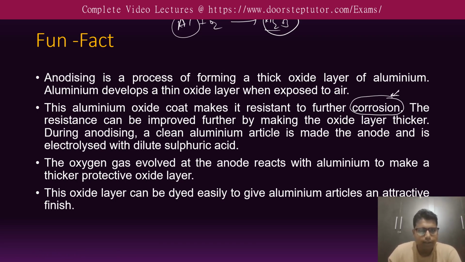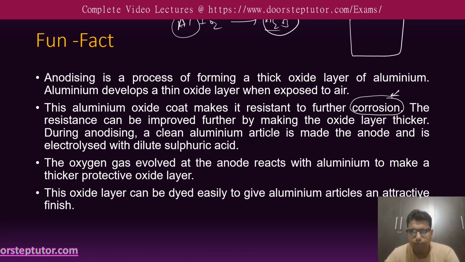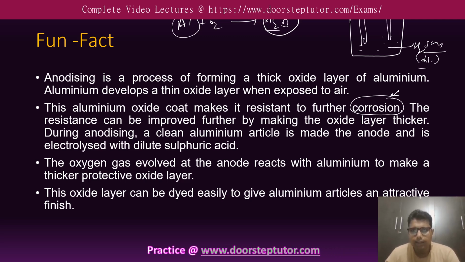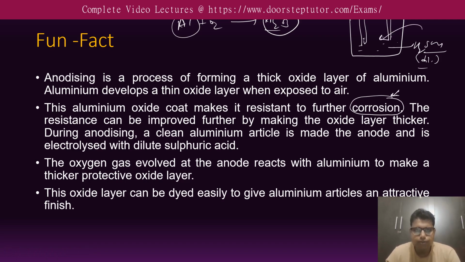During anodizing, a clean aluminum article is made the anode and electrolyzed with dilute sulfuric acid. The oxygen gas evolved at the anode reacts with the aluminum. Let's understand what is happening here. For example, we have an electrolyte, dilute H2SO4. Here is the anode, here is the cathode, and they are connected with the cell. We put the aluminum foil or aluminum substance here.